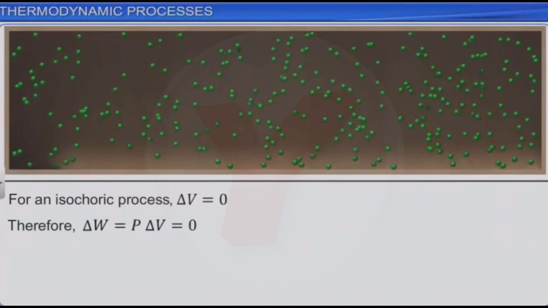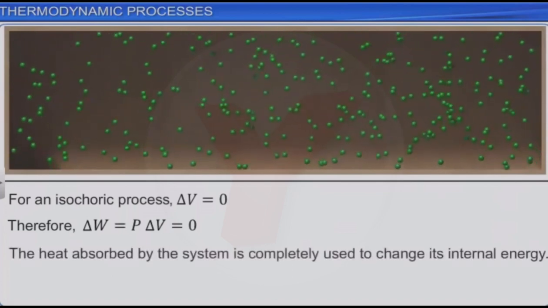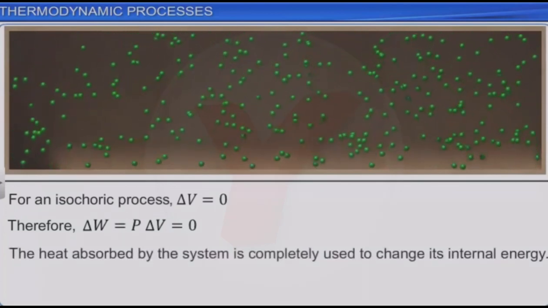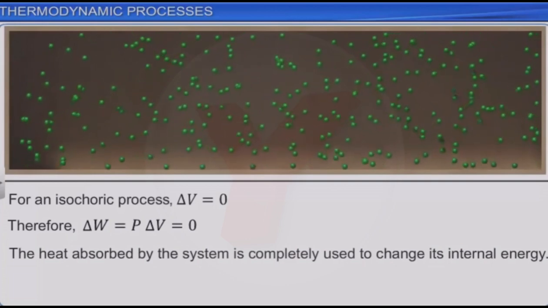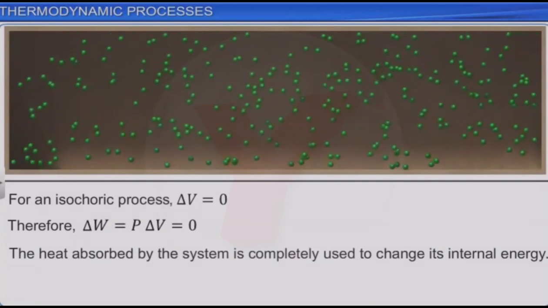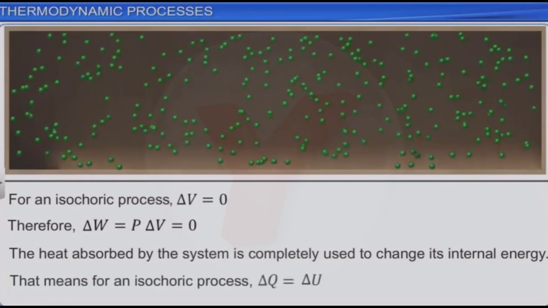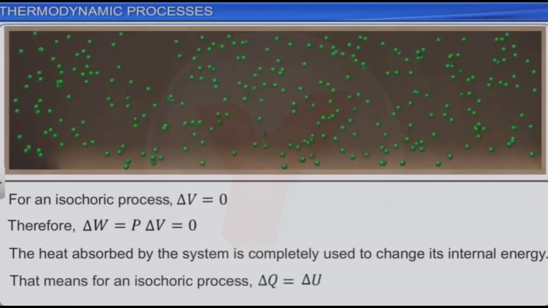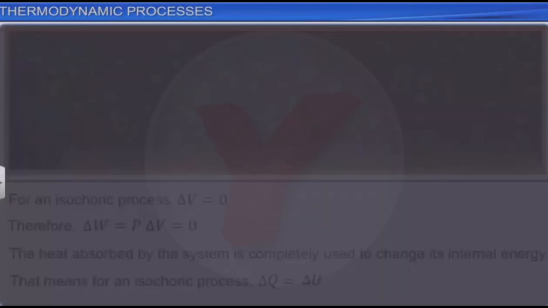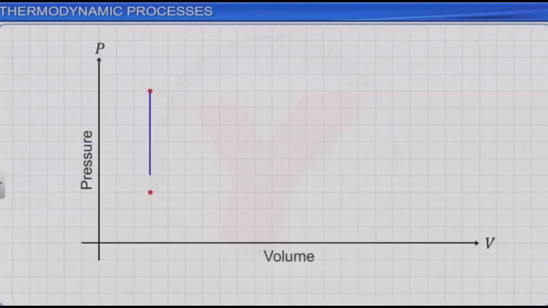The heat absorbed by the system is completely used to change its internal energy. This means that for an isochoric process, ΔQ = ΔU. The PV curve for an isochoric process is a straight line parallel to the axis represented by pressure of the system. The adjacent graph shows all the 4 important processes we discussed in a PV diagram.